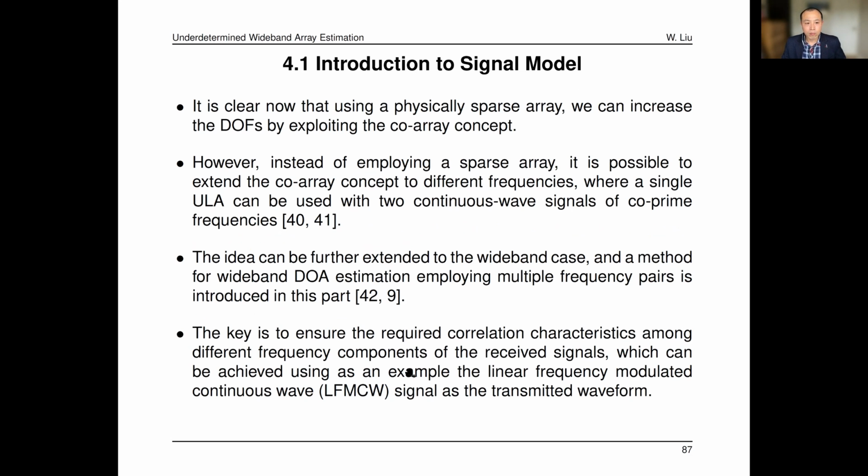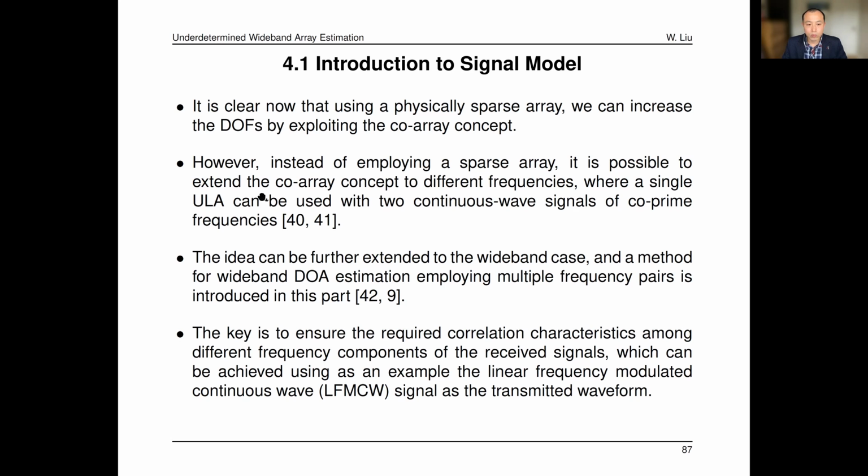Introduction to signal model. So it's clear now that using a physically sparse array, we can increase the DOFs by exploiting the covariance concept, right? However, instead of employing a sparse array, we can still do underdetermined DOA estimation. It's possible to extend the covariance concept to different frequencies, where a single URA can be used with 2 continuous wave signals of co-prime frequencies. But it's still narrowband.